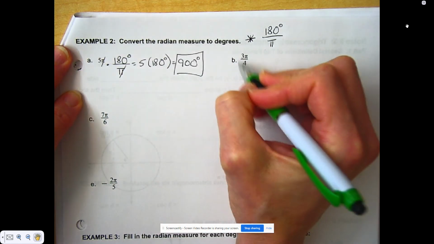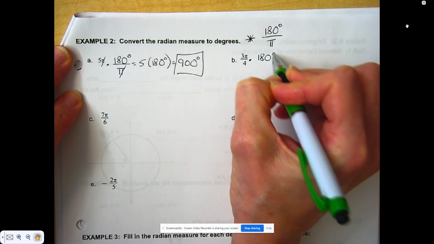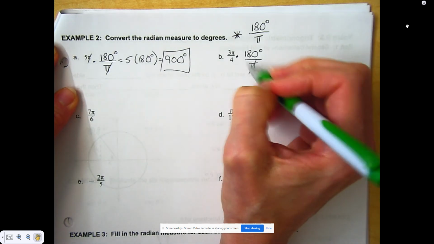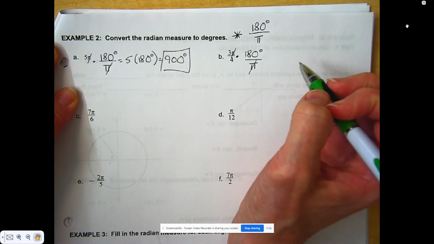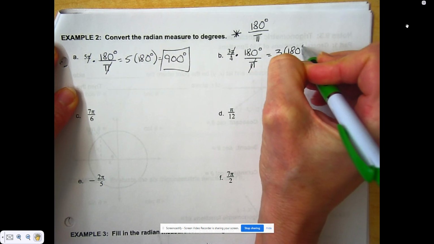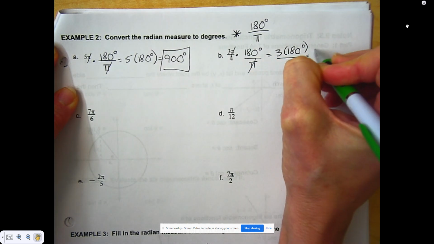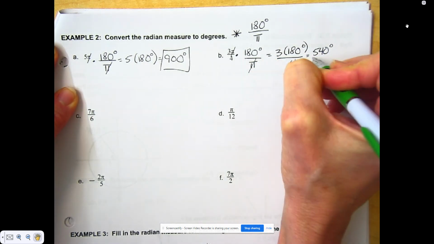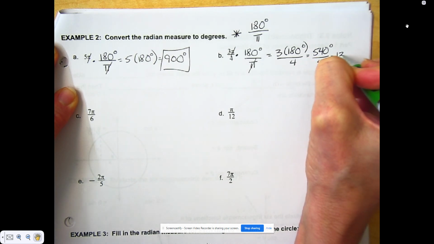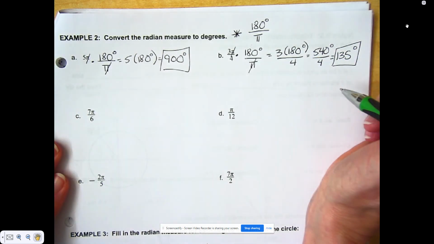Okay, same thing. I have radians. I want to end up with degrees. So put your degrees on the top, put your radians on the bottom. Pi divided by pi is 1, so the pi is gone. I'm left with 3 times 180 degrees over 4, which is 540 degrees over 4. 540 divided by 4 is 135. So this is 135 degrees.